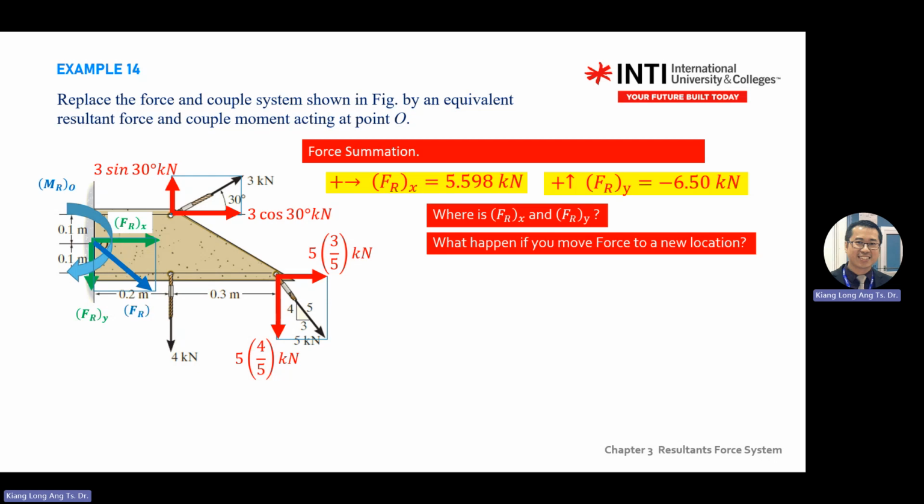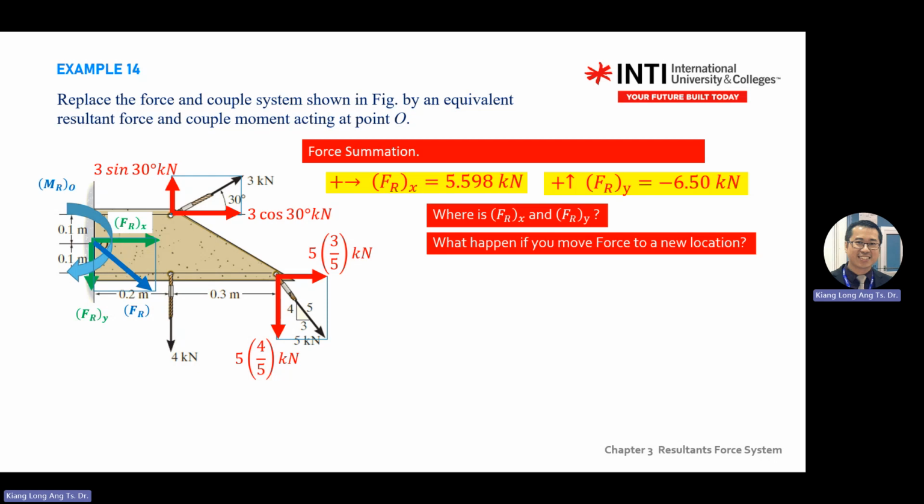FR, you already know how to find. Square this one, square this one, square root. Where is the angle? So find the tangent of Y versus X, Y divided by X. You find the tangent theta here. But how to find MO? For MO, you have 1, 2, 3, 4, 5 forces. You are transferring 5 forces, 4 red arrows and 1 black arrow, to this location. So each one generates 1 moment. And you need to fix positive as anti-clockwise always by using the right hand rule.